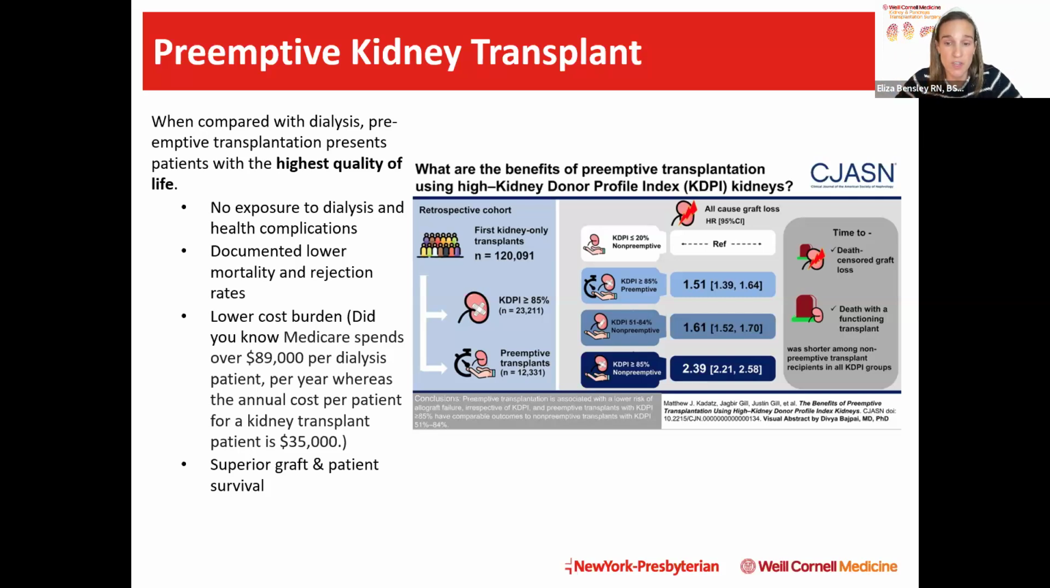But what I think is really the takeaway here is this study showed us that preemptive transplant is associated with a lower risk of kidney graft failure, irrespective of the KDPI score. And so the preemptive transplant patients receiving kidneys with a KDPI score greater than 85% have comparable outcomes with non-preemptive transplant patients receiving transplants with lower KDPI scores.